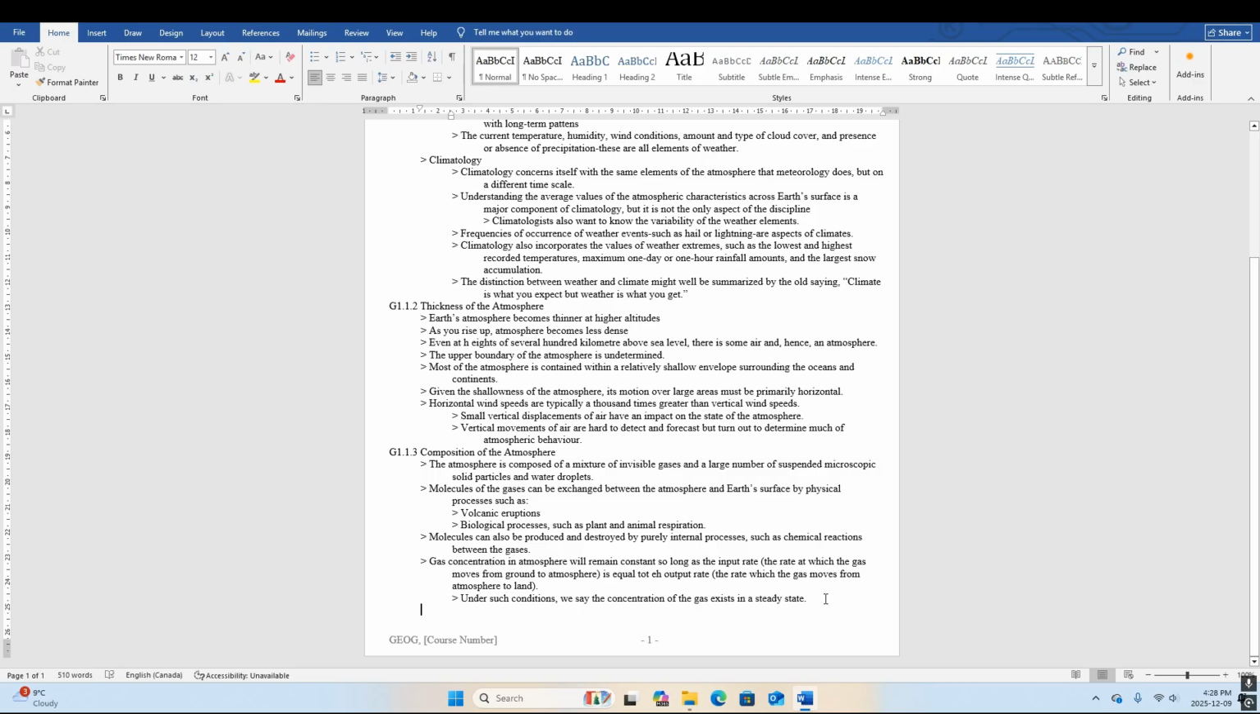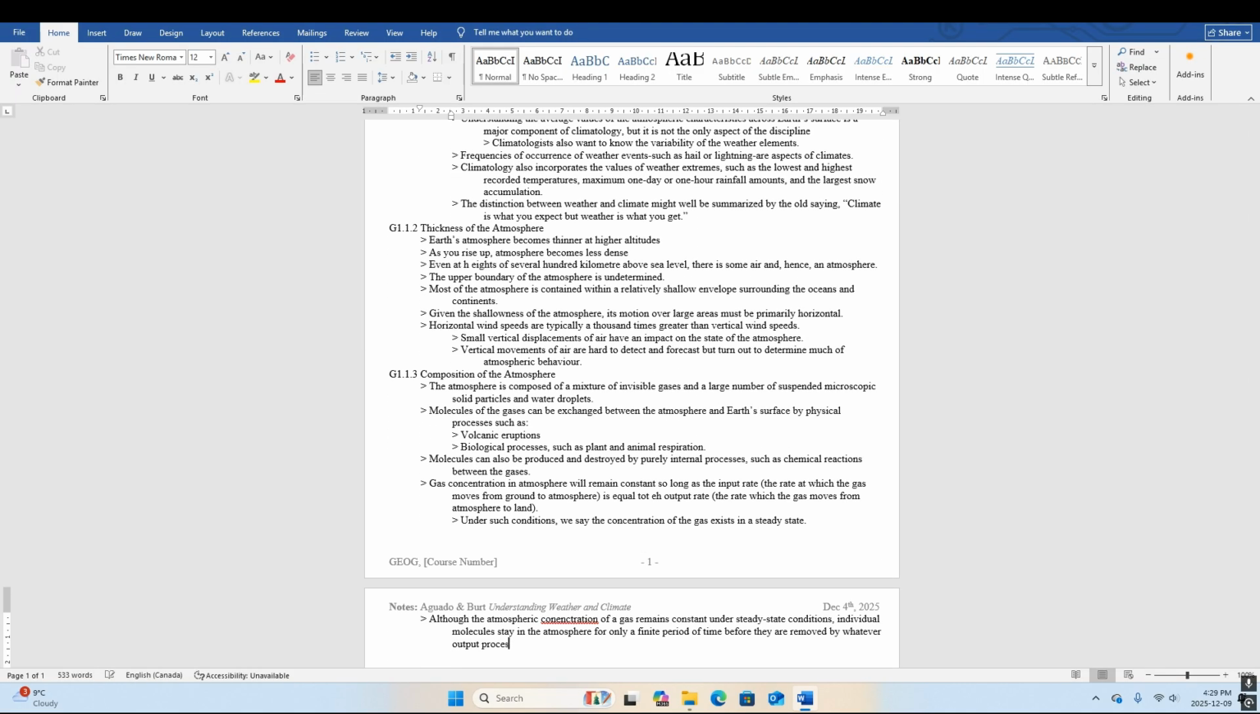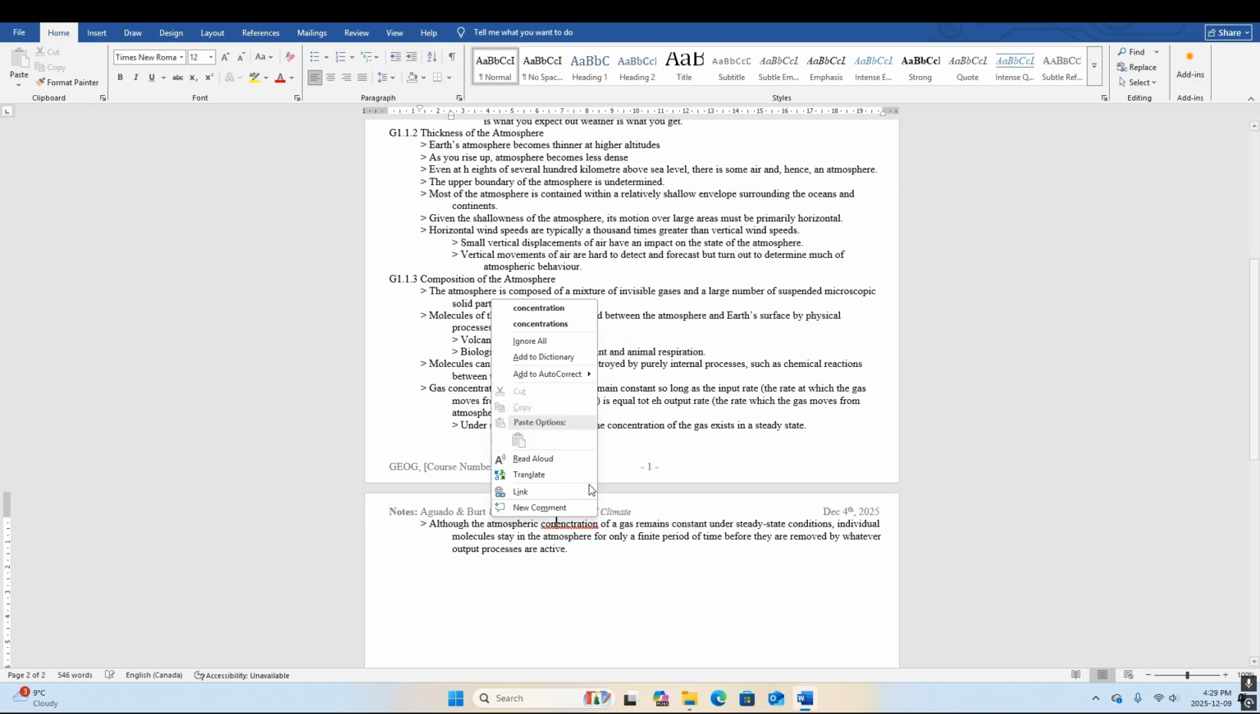Although the atmospheric concentration of a gas remains constant under steady state conditions, individual molecules stay in the atmosphere for only a finite period of time before they are removed by whatever output processes are active. Yeah, it's fixed concentration here. Okay. This is moving, adding more information onto here.